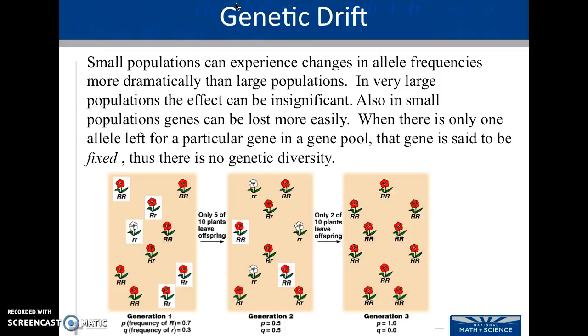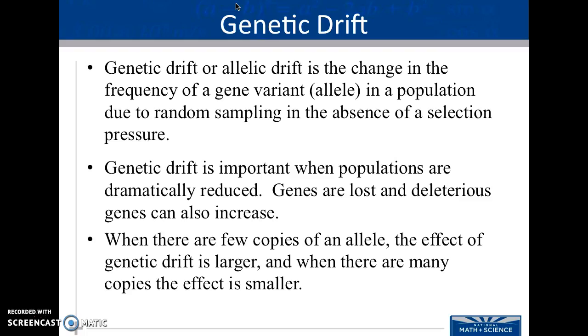So the first thing that impacts the genetic makeup of a population is genetic drift. Small populations can experience changes in these allelic frequencies much more dramatically than large populations. Also, in small populations, genes are lost. So genes come in and they leave very quickly. When there's only one allele left for a particular gene, then the gene is said to be fixed, thus there is no genetic diversity. Genetic drift, or allelic drift, is essentially the change in the frequency of a gene in a population due to random sampling in the absence of a selective pressure.